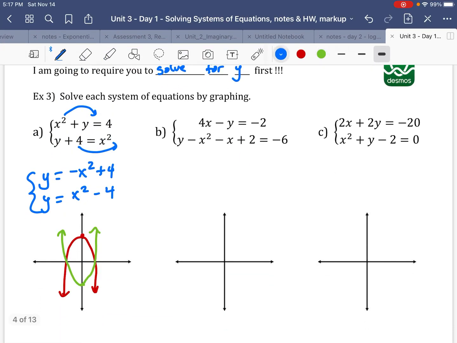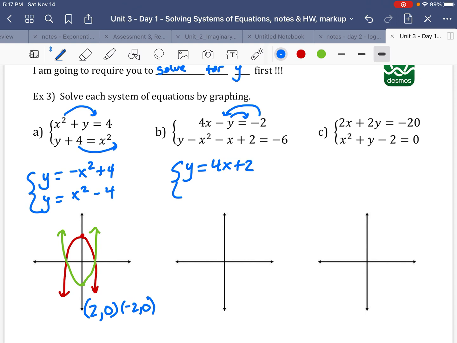So my solutions are (2, 0) and (-2, 0). All right, for letter B, I'm going to move this y over here and move that -2 back. So my answer is going to be y equals 4x, the -2 becomes plus 2.